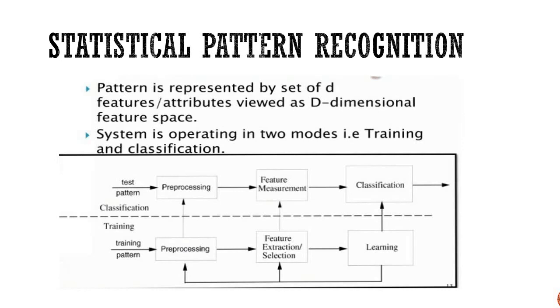The system operates in two modes, training and classification. In classification: test pattern, preprocessing, feature measurement, and classification. And in training: training pattern, preprocessing, feature extraction and selection, and training, learning to classification.